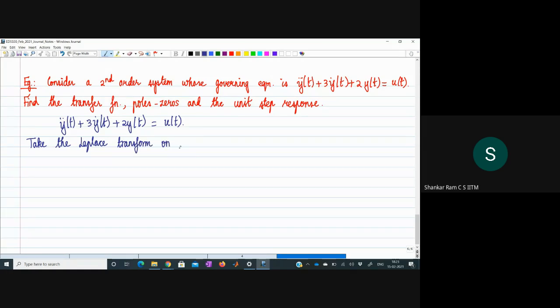So if you take the Laplace transform on both sides, what do we get? I'm just going to write the complete Laplace transform once. I'm sure all of us recall that the Laplace transform of y double dot is s squared Y(s) minus s y(0) minus y dot(0), right? That is the Laplace of y double dot. Then we'll have plus 3 times s times Y(s) minus y(0), right? Plus 2 times Y(s) is equal to U(s). Okay? So that's what we have.